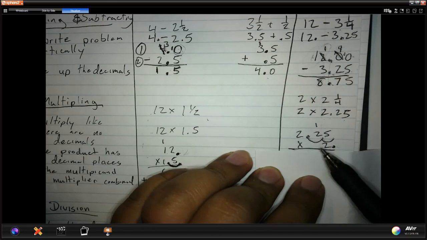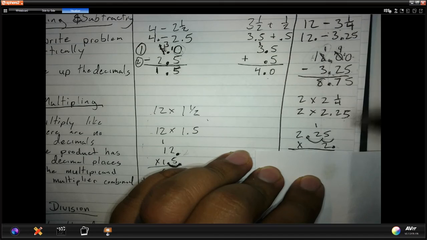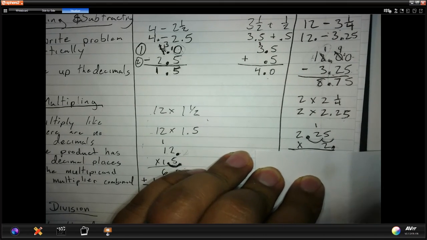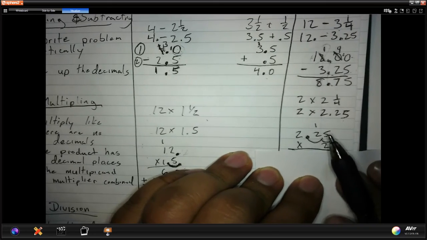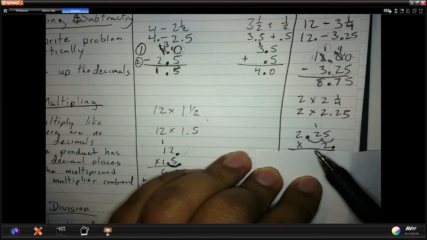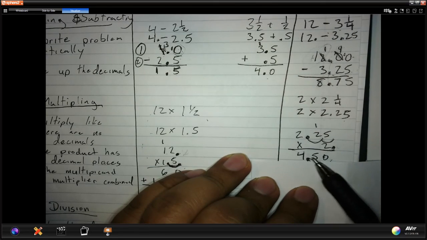So I'm going to write my problem 2.25 times 2. So I'm going to draw my decimals where they belong, and now I'm just going to multiply. I'm not going to worry about the decimal place values yet until I get my answer, okay? So 2.25 times 2. So 2 times 5 is 10. There's my 1. 2 times 2 is 4, plus 1 more makes that a 5. And 2 times 2 is 4, so I get 450.